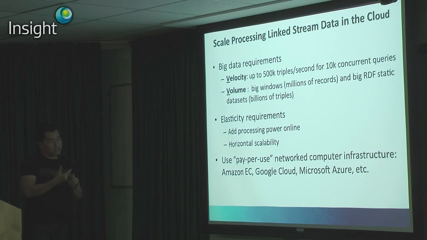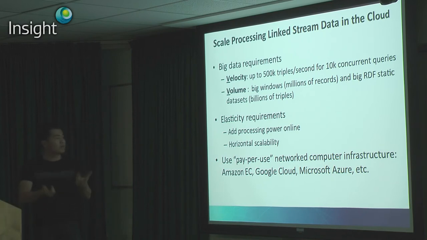We target two Vs of the big data requirements: velocity and volume. For velocity, we ask whether you can achieve 100K, or 500K, and from 1K can you do 10,000 concurrent queries. For volume, it's the number of data items in the stream you can maintain in memory for processing: 1 million records, 10 million or more. Big data sets of billions, such as OpenStreetMap at around 2 or 3 billion, are really useful, and I think other data sets are around that number.